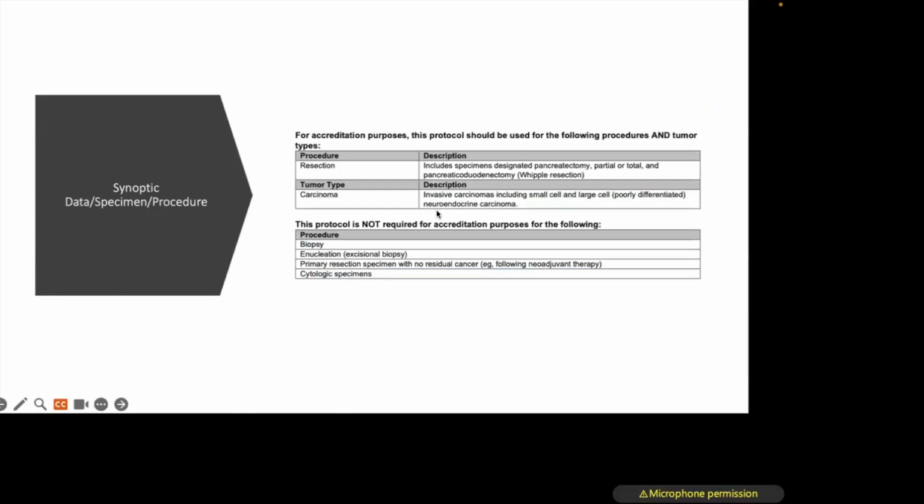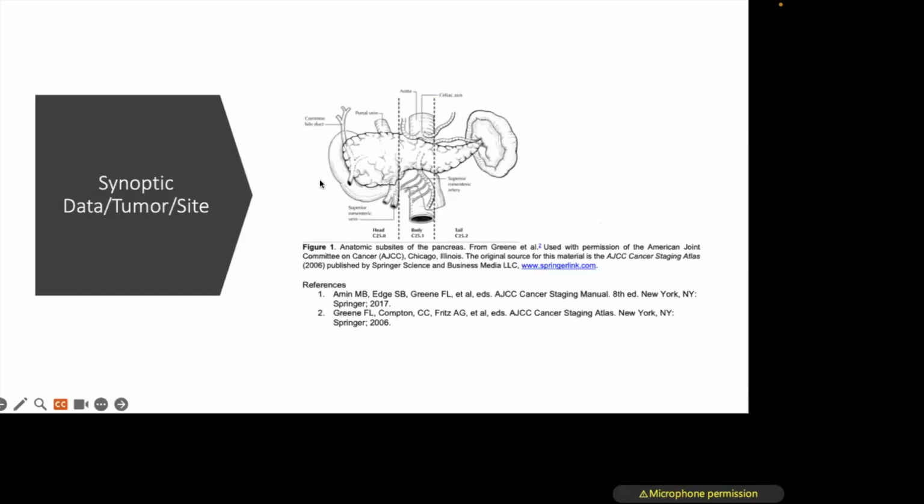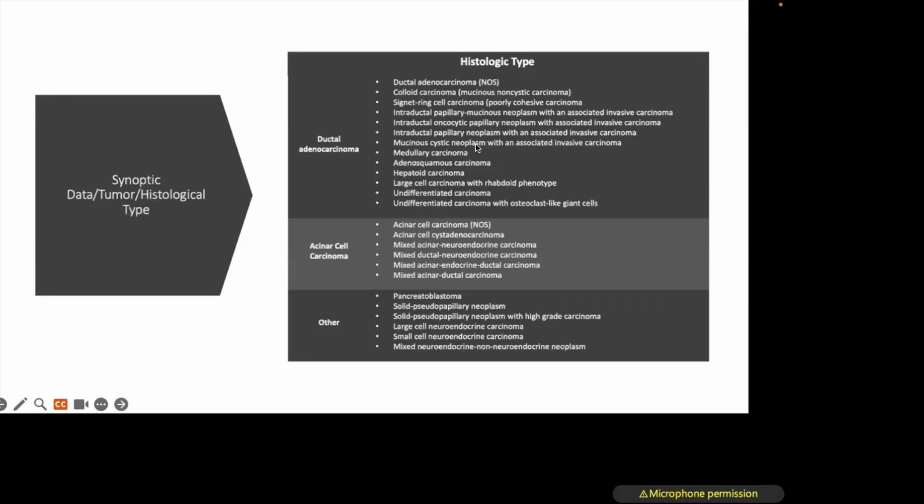So for pancreatic ductal adenocarcinomas, there's a specific synoptic. It includes pancreatic neuroendocrine carcinomas, which are different from pancreatic neuroendocrine tumors. I will show you the synoptic for pancreatic neuroendocrine tumors later on. And then we talk about the site. So where is it located: in the head of the pancreas, which is near the duodenum? Is it located in the body, which is just overlying the aorta, or is it located in the tail near the spleen?